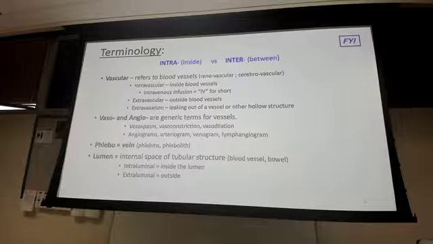Phlebo or phlebe, we're talking about veins. So phlebotomy, right? If you're taking somebody's blood, and obviously we know that we're taking blood out of the vein. And then lumen, I talked about that previously. So lumen is just the inside of a tubular structure. So we have the lumen in our esophagus, we have a lumen in our colon, right? So it's just the inside of a tubular structure.